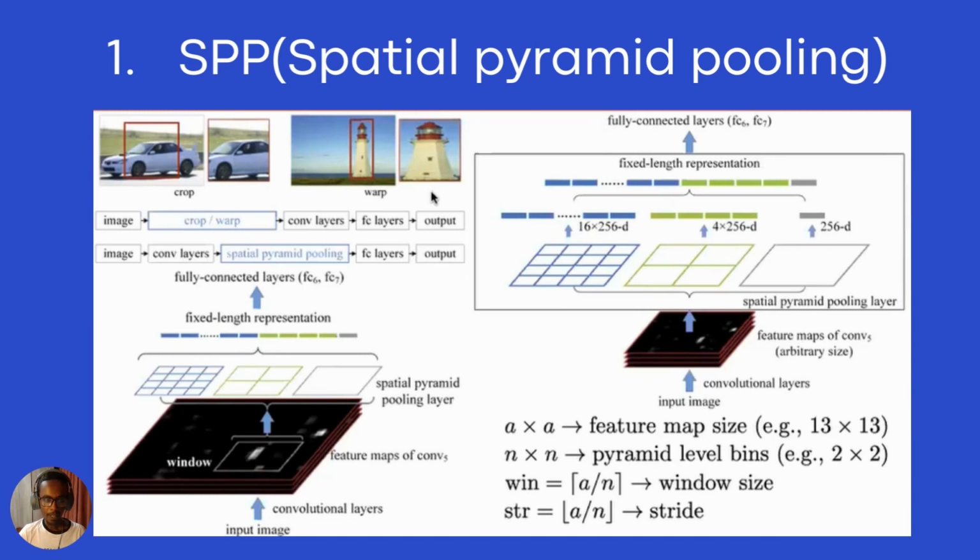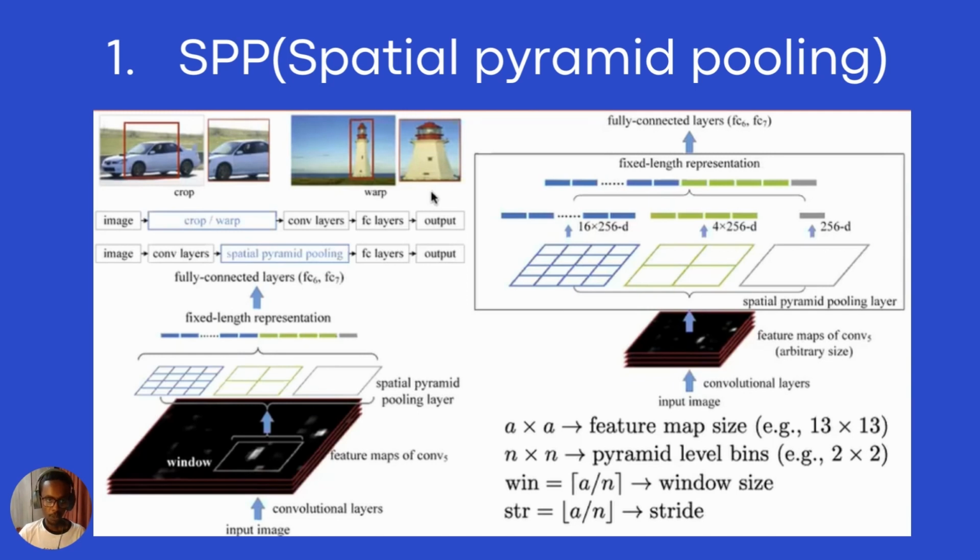Then since the number of channels is 256 dimensional, after pooling the 16 values for the first representation, we have a 16 by 256 dimensional representation. Then we have a 4 by 256 dimensional representation. And then finally, we have a 1 by 256 representation. And then we concatenate them together.